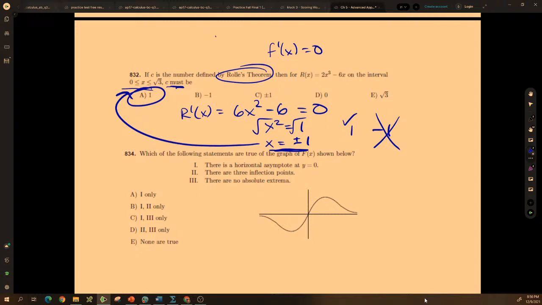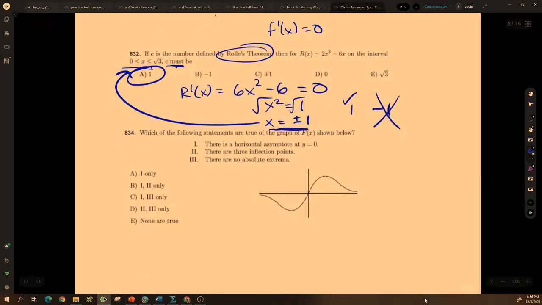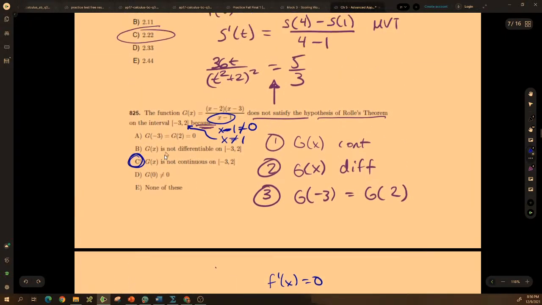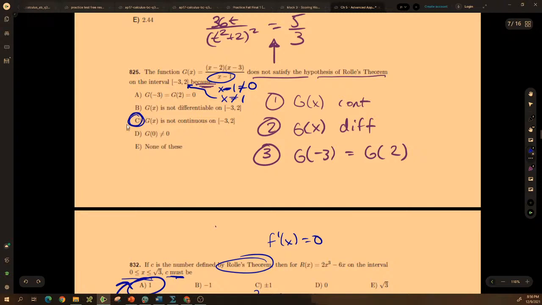And this next one, which of the following statements are true of this graph? Before I do that, let me answer Nayeli's question. I just saw, why C and not D. I'm guessing we're talking about this one up here, Nayeli, 825. So D is saying g of 0 does not equal 0. We don't care if g of 0 equals 0. Rolle's theorem says g prime of something must equal 0 somewhere. But that's the result.